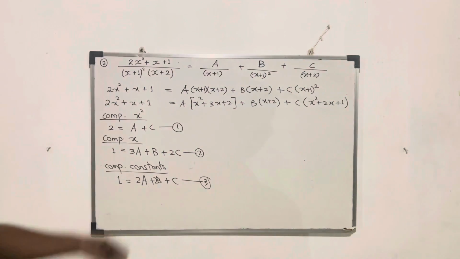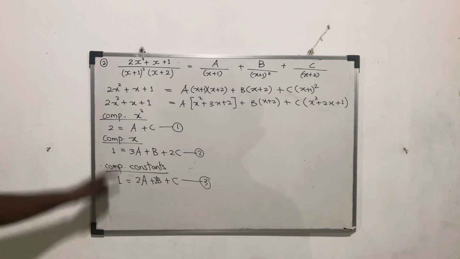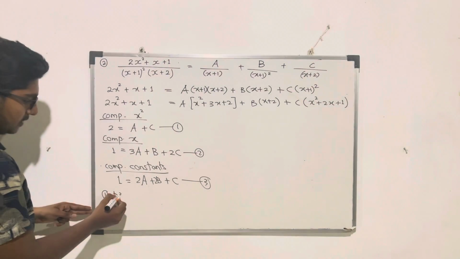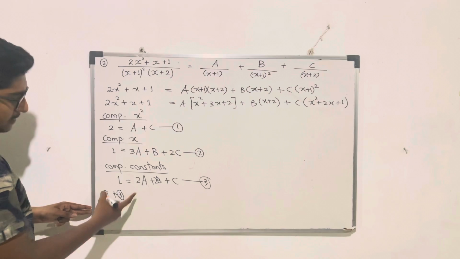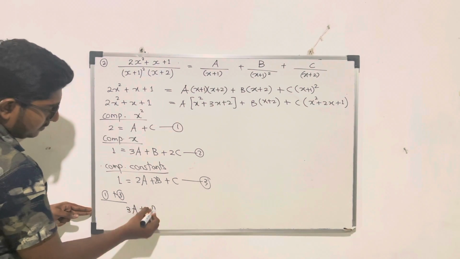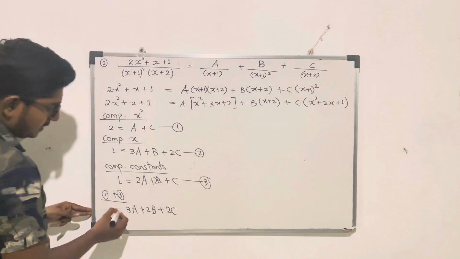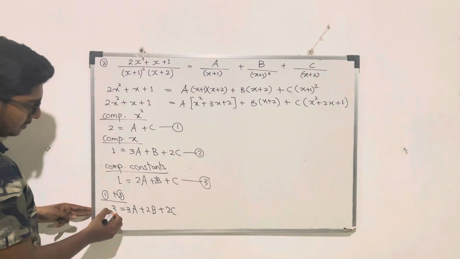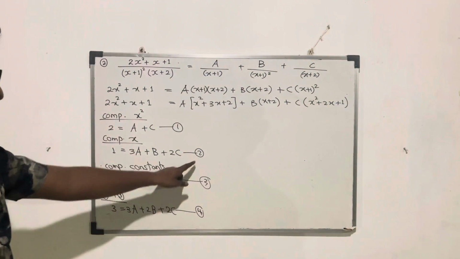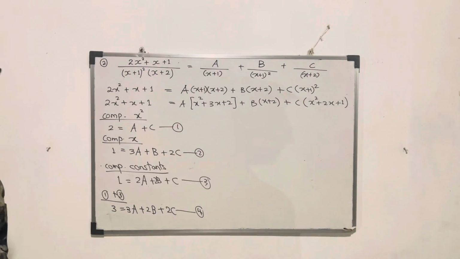Now we have to use these 3 equations to find A, B, C separately. If I add 1 with 3, equation 1 plus equation 3: 2A plus A, 3A; 2B, no B term here; C plus C, 2C; 1 plus 2, 3. This is equation 4. Now compare equation 4 and 2. 3A, 3A, 2C, 2C, they are common.